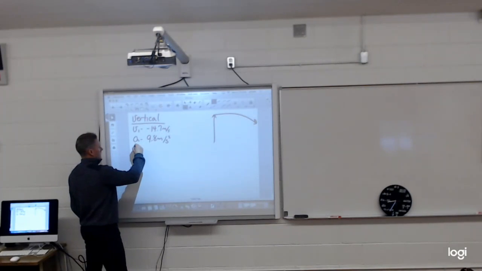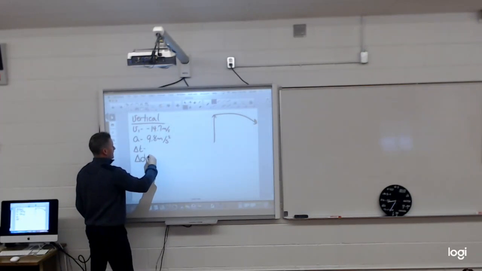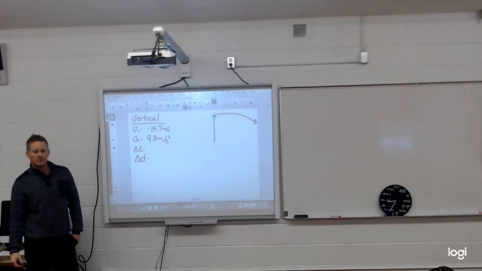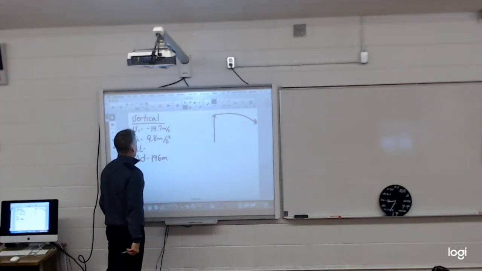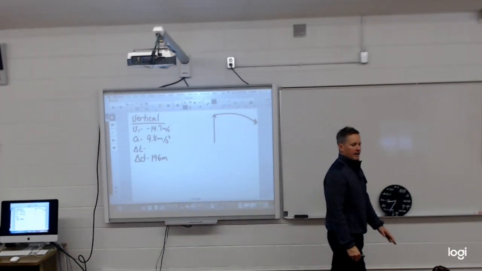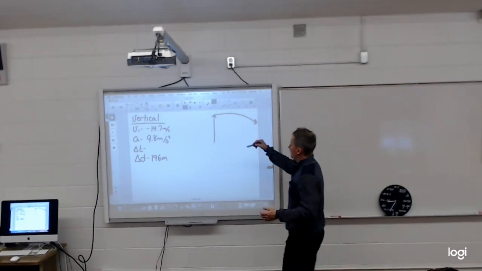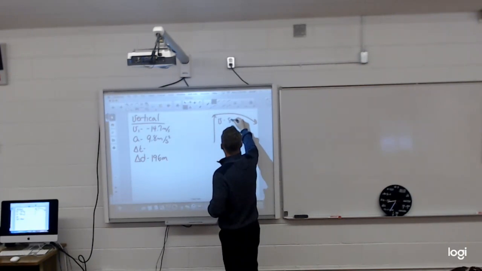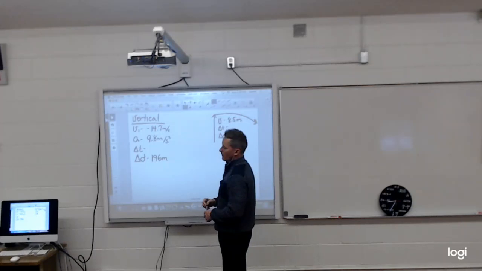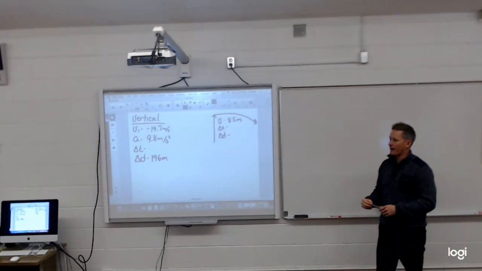Okay? I don't need my V2. I do need my time, and I do know how high up it is. How high is it above ground when it's thrown? 196 meters. Okay. All right, now I'm going to ignore the horizontal aspect of this question for a second. What's the velocity it's thrown at? 8.5 meters per second. I need the time in order to find out the horizontal distance it went, right?